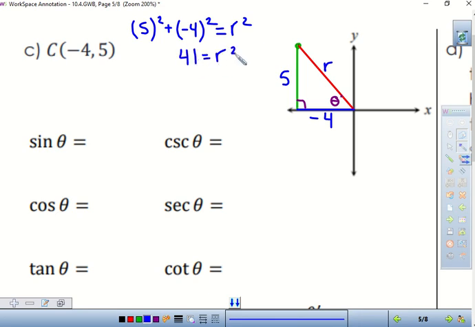Does it matter which way you do it? You mean like if negative 4 was here and 5 was here? Yep, the two legs can be either position. The only thing that matters is the hypotenuse has to be on the other side of the equal sign alone. So this comes out to be R equals square root of 41.